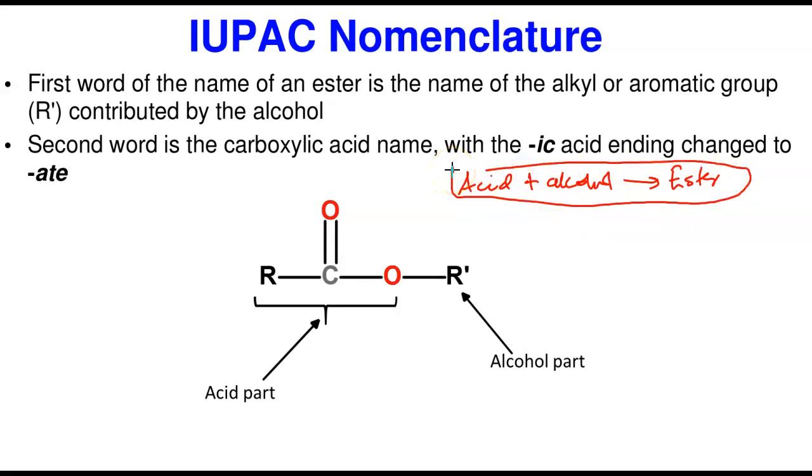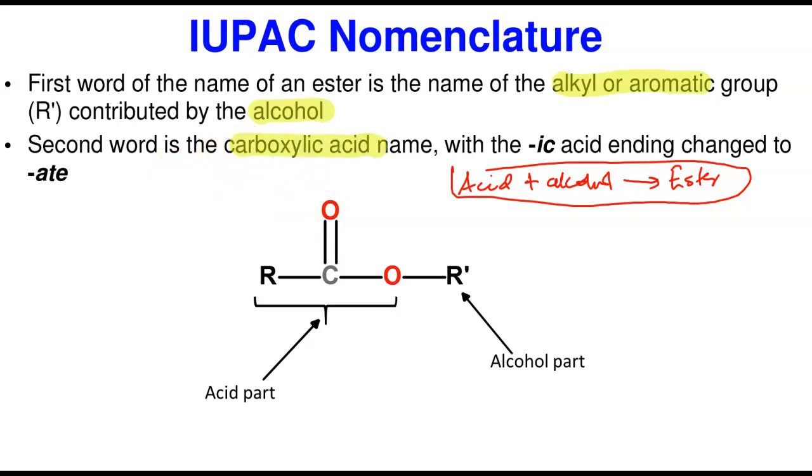Now see what happens. The first word of the ester name is the name of the alkyl or the aromatic group that is contributed by the alcohol. So what it means is that we take the name of the alcohol, and for the second part we also take the name of the carboxylic acid. So the combination of the name of the alcohol and the carboxylic acid, with a little change, is what gives us the IUPAC name for esters. Now, the second word is the carboxylic acid name.